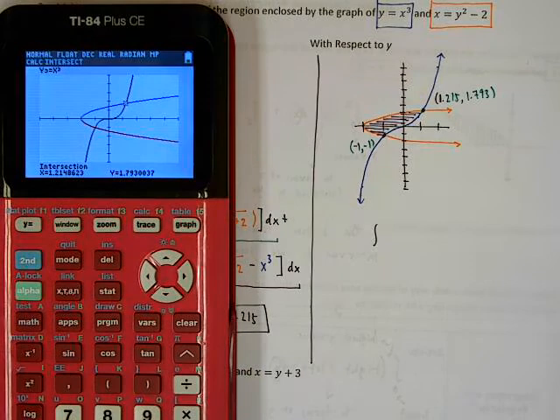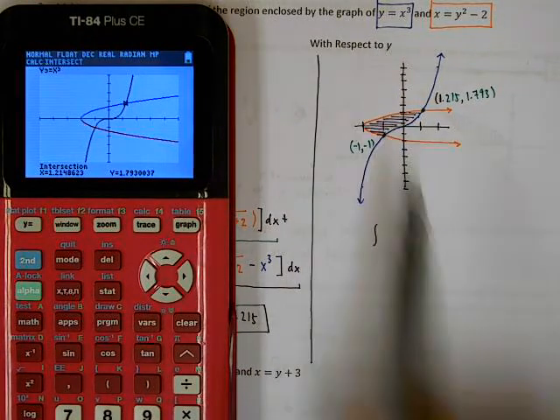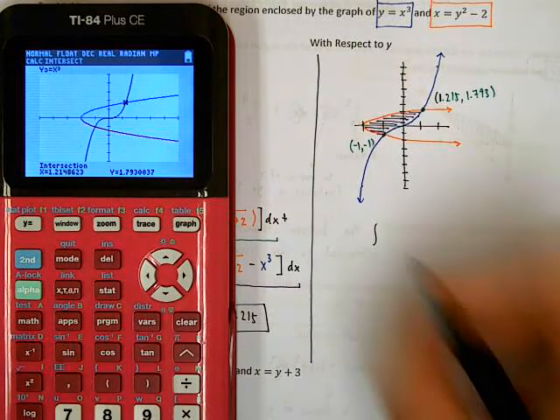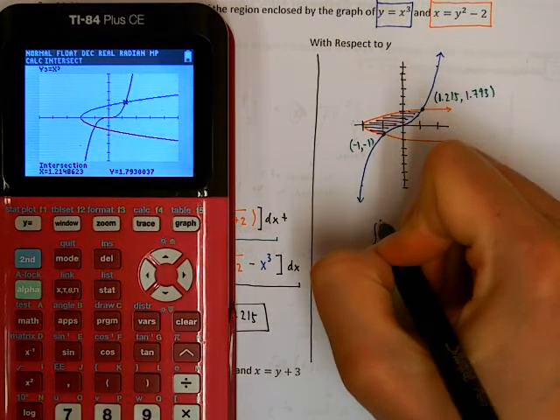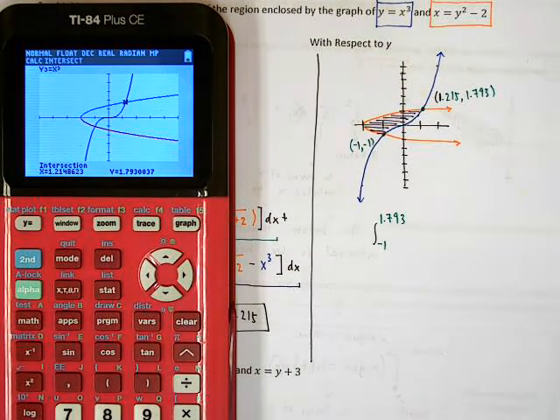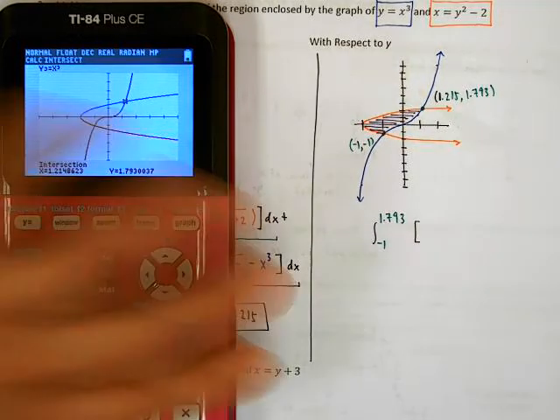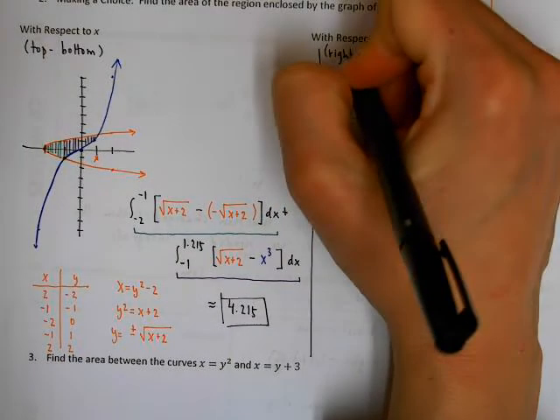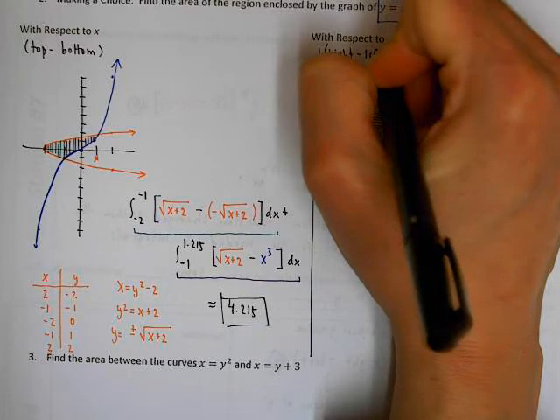So remember, now we're with respect to y, so my limits of integration are the y values. So now I'm going from -1 to 1.793. And now I'm doing right minus left. So I'm going to make a note here. With respect to y is always right minus left.